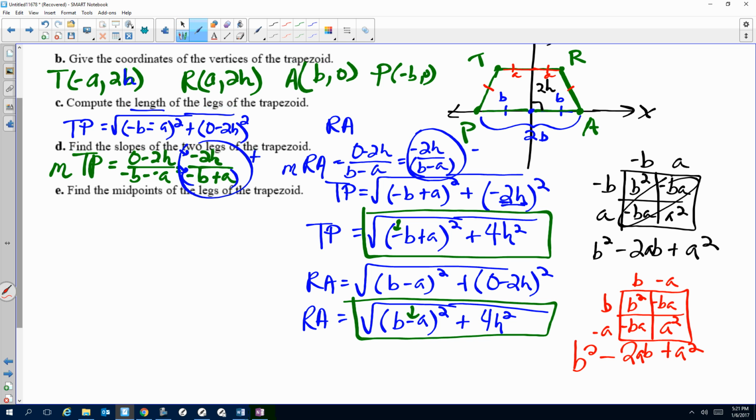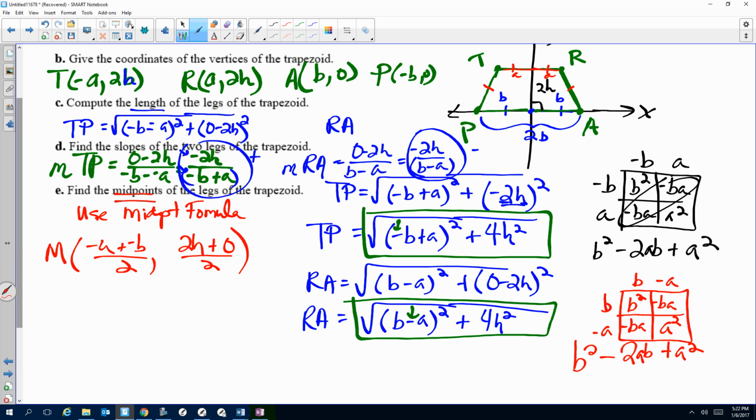All right, midpoint. Let's do this in red. Midpoint formula. So we're going to find the midpoint of the legs of the trapezoid. That means the midpoint of TP. So you've got to use the TP to find your M. Basically negative A plus A divided by 2. Oh, that's R. Should be using P. Negative A plus negative B divided by 2. And then we have 2H plus 0 divided by 2.